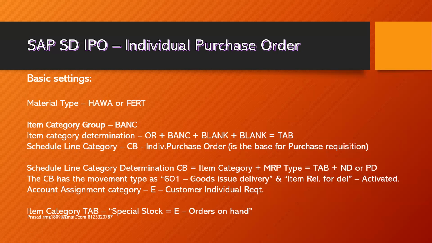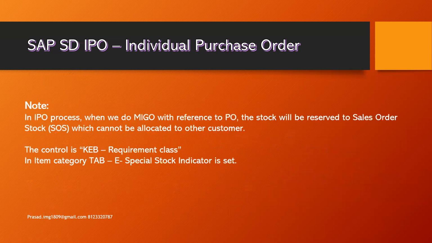So in that plant, when we see the material stock overview, we can find the sales order on order stock, so that based on that one, it is allocated to the particular sales order only. It is like the make to order process. So it is more or less similar to the make to order process.